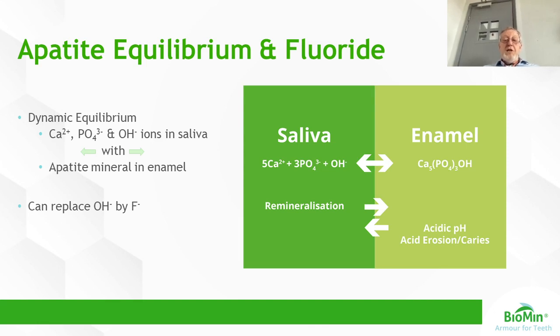As you can see by this equation, we also need the calcium ions and the phosphate ions. And of course, in many patients with poor quality saliva and poor salivary flow rates, the calcium and phosphate may be in short supply. That's why it's important to deliver calcium and phosphate alongside fluoride ions in order to make and put back the apatite mineral in the tooth.